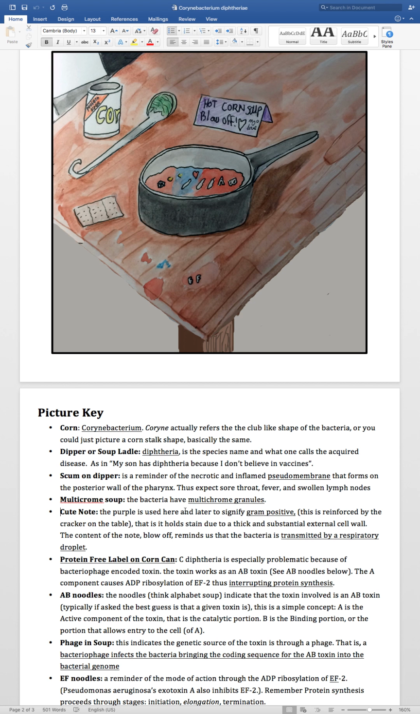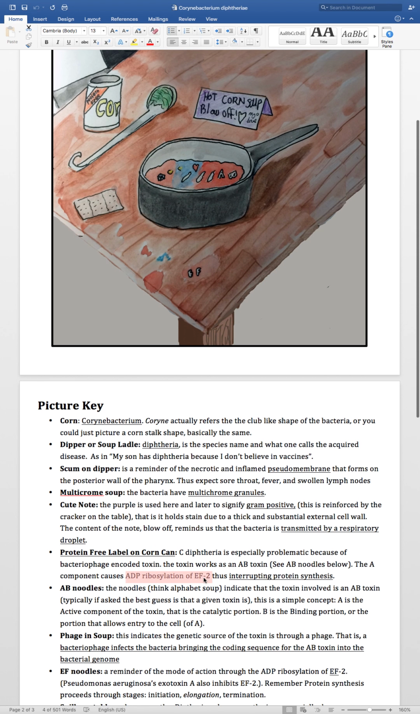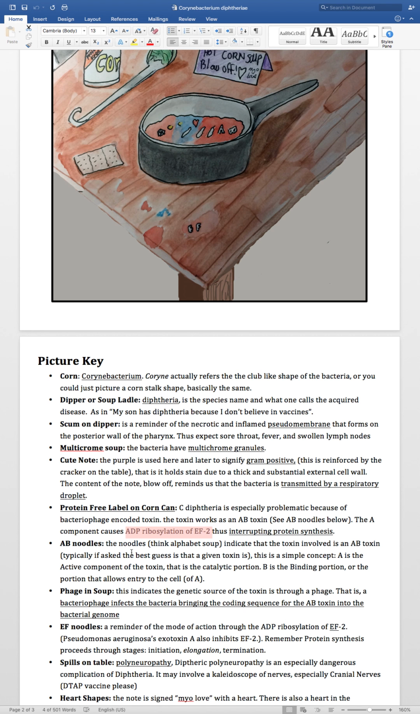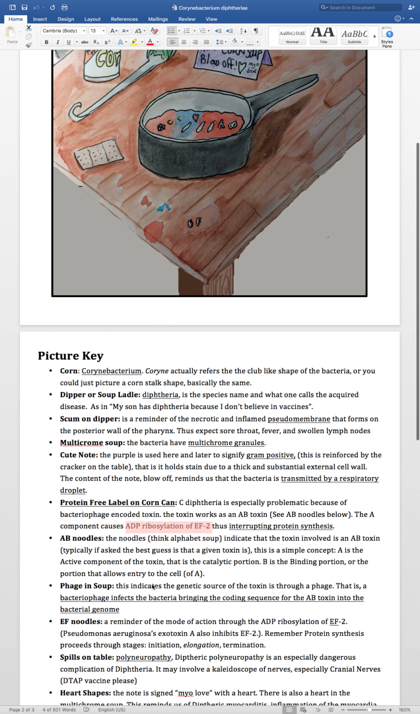So what I was saying about this toxin is that it works by causing ADP-ribosylation of EF2, which may not be the most important detail, but what it is interesting to know is that this toxin works by interrupting protein synthesis. So the corn is protein free. Again, the AB noodles, just reminding us that it's got an AB toxin. And I explained how that works.